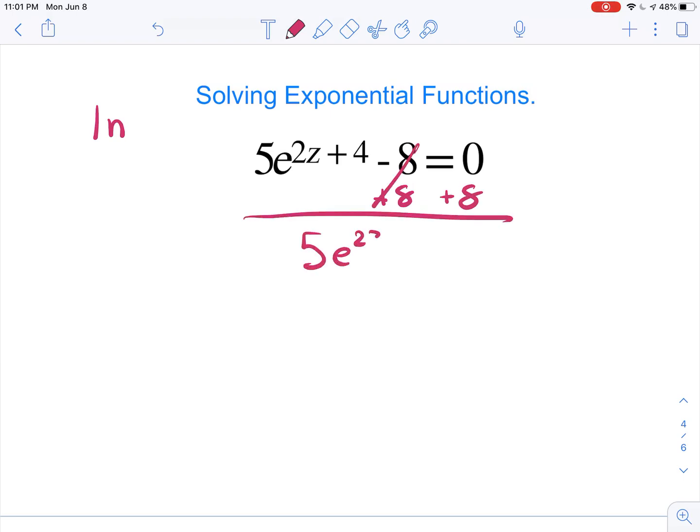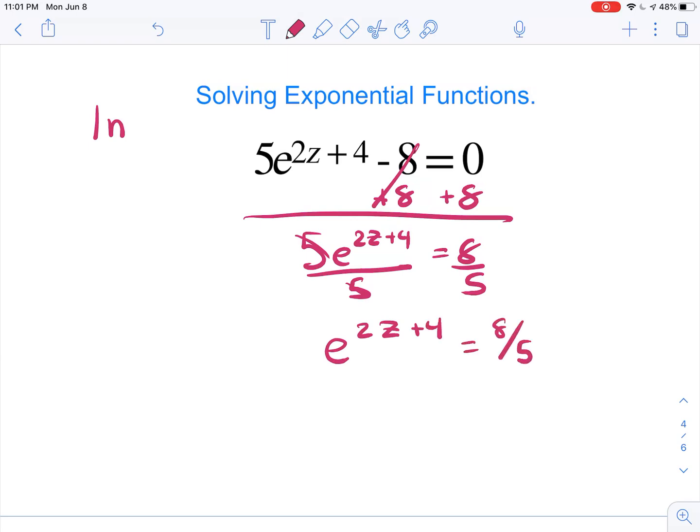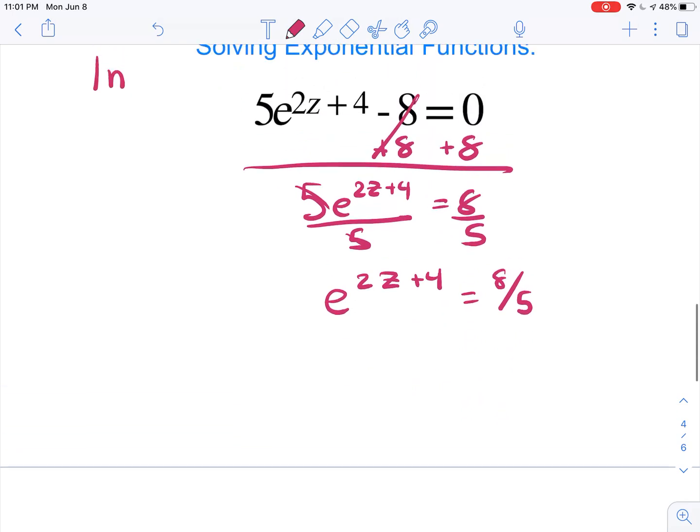So first we start by isolating. So I'm going to add 8 to both sides. I get 5e to the 2z plus 4 is equal to 8. I divide by 5 on both sides. e to the 2z plus 4 is equal to 8/5.